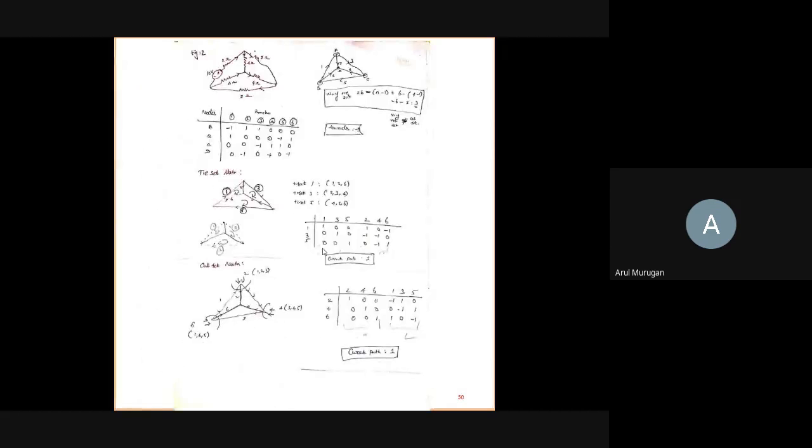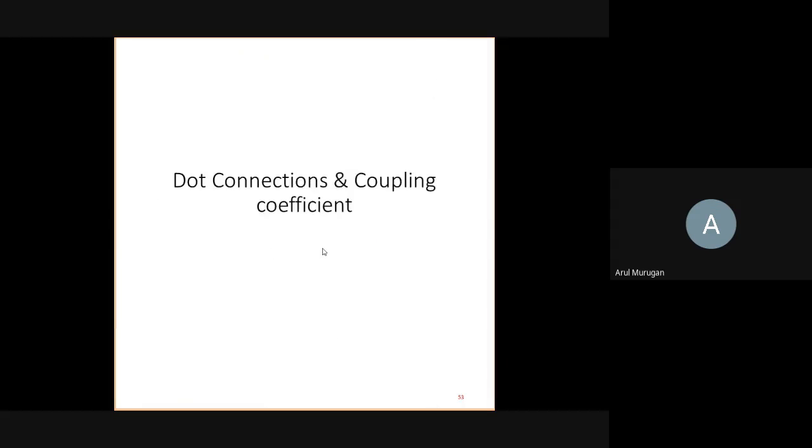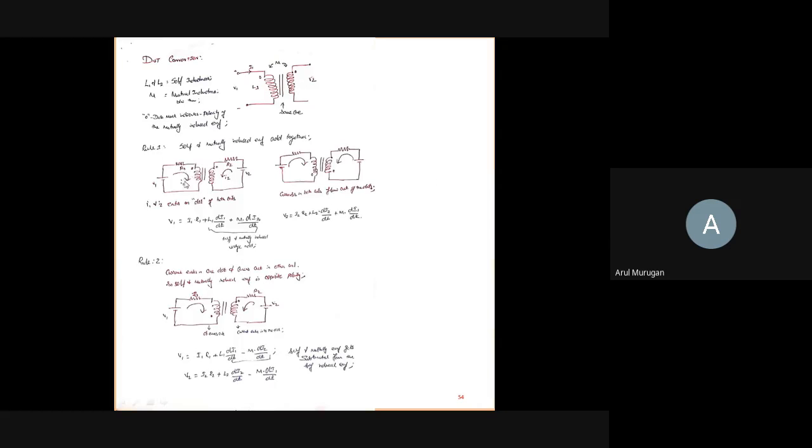So major things we have covered. And dot connection and coupling coefficients. What are the dot connections? Maybe addition or subtraction. If both enter on the dotted line, it means addition. Or both leave on the dotted line, that is also addition. But if one enters and one is opposite, that is called subtraction. So this is about the dot rules. Both enter on the dotted line or both leave on the dotted line, this is called addition.